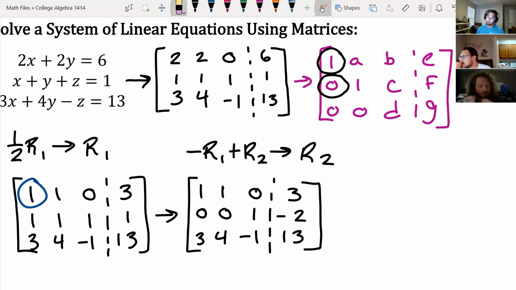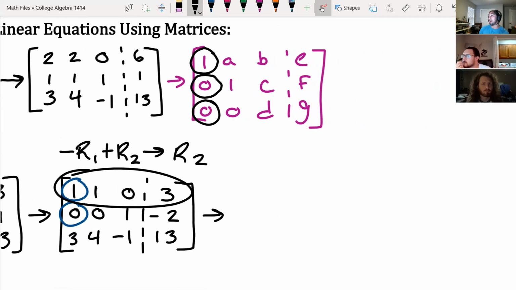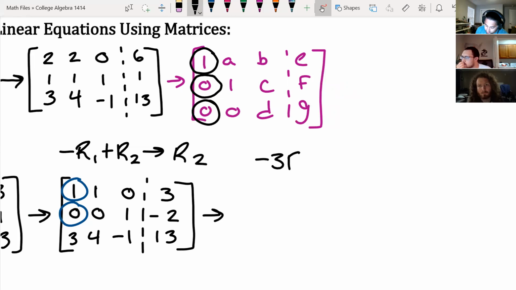All right. So we're moving. We now have the 1 and the 0. My next step is to get the 0 in the very bottom corner. That's what we want. So to get that 0 in the very bottom corner, I'm going to multiply row 1 again, this time by -3. So I'm going to say -3 times row 1 plus row 3 will become my new row 3.